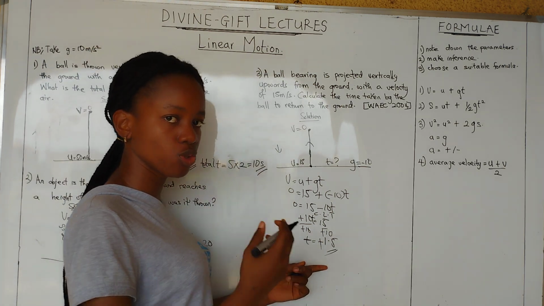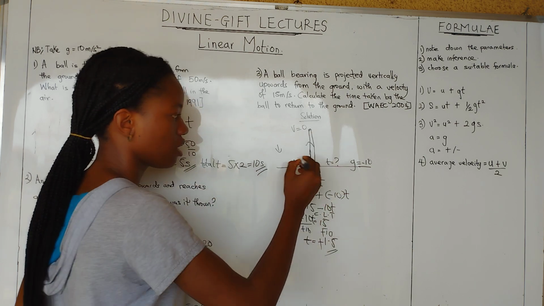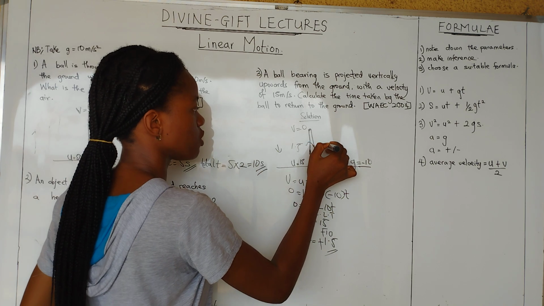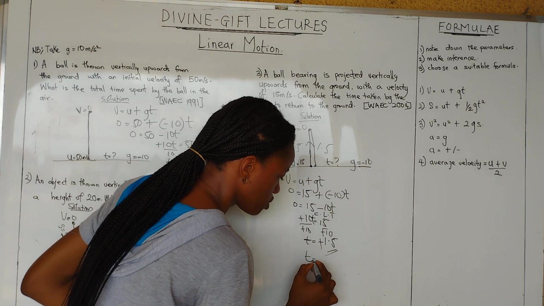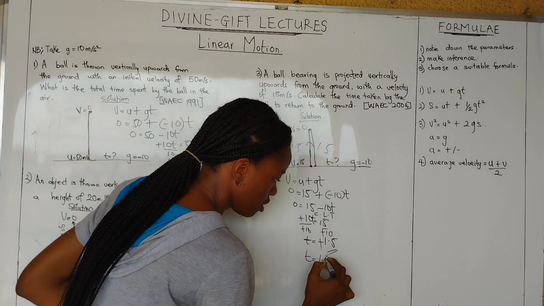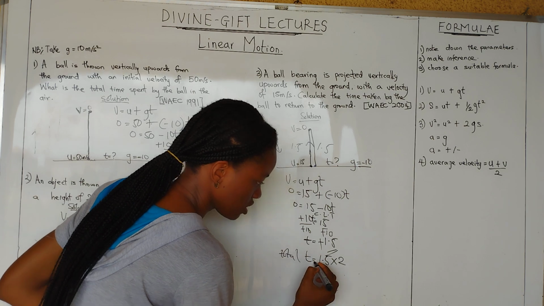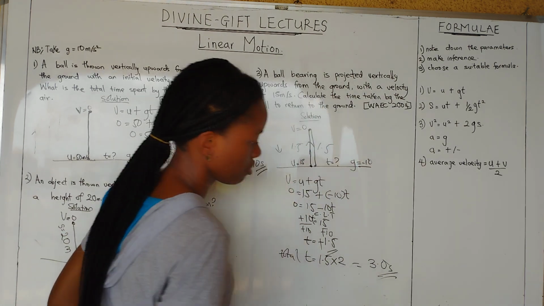Is this our final answer? No. We're going to multiply by 2 to get the total time. So if here it takes 1.5, and here it takes 1.5, what is the answer? 3 seconds. So the total time is equal to 1.5 times 2, which is equal to 3.0 seconds.